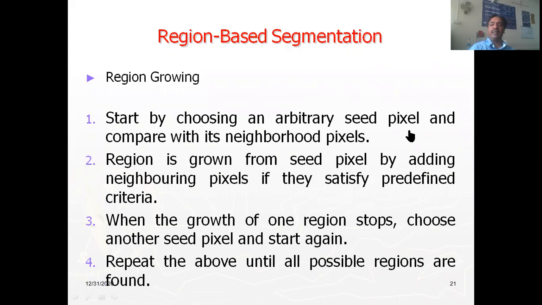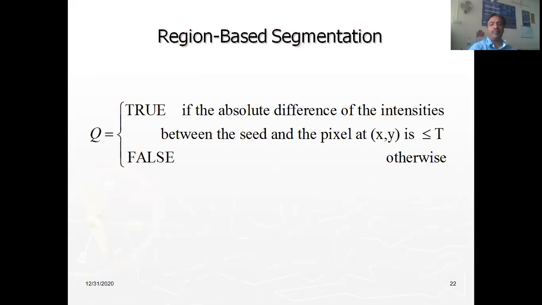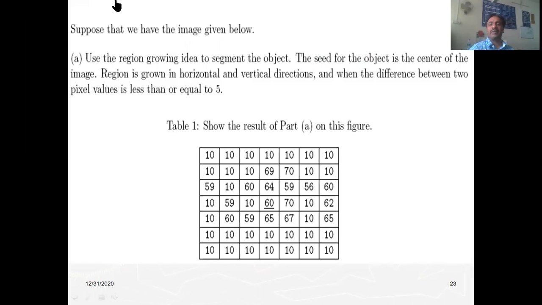Then we go on adding the neighboring pixels only if they satisfy some predefined criteria. We stop the region growth only if the required criteria is not met. We repeat this entire process until all the possible regions are found. Based on this algorithm, in this video, we are going to discuss a numerical example. You may expect such problems in the exam.